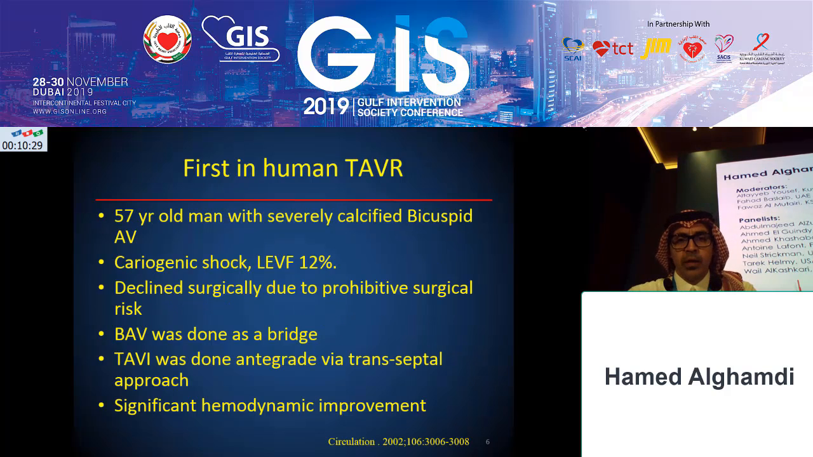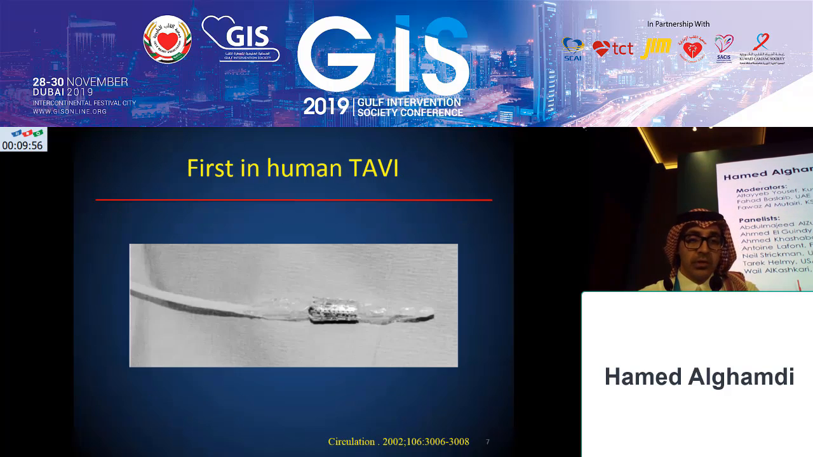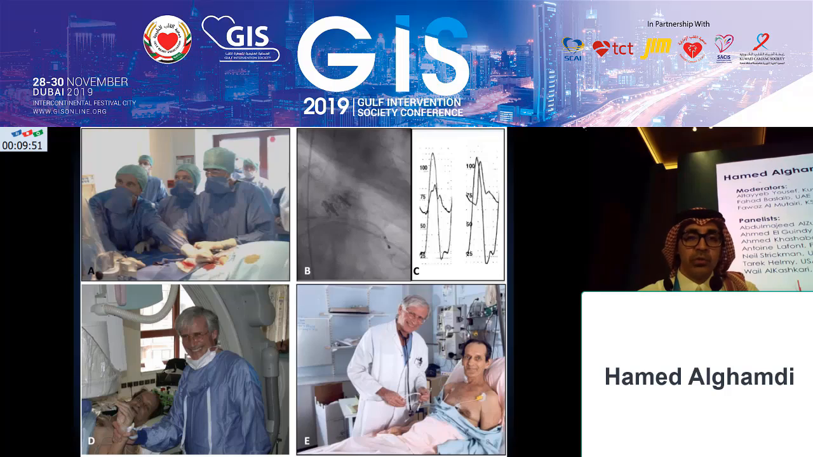A reminder to all of you that the very first human case of TAVR was in bicuspid aortic valve. Back in 2002, Dr. Alain Cribier treated a bicuspid aortic valve in a high-risk patient. He was a rather young patient, 57, with significant comorbidity, declined surgically because of his prohibitive risk. He underwent balloon valvuloplasty that did not work as a bridge. Then eventually he underwent antegrade intervention via the transseptal approach, which was a rather complicated procedure, but the hemodynamic outcome was rather astonishing. This is the prototype of the TAVR, the very first in human, crimped on a balloon.